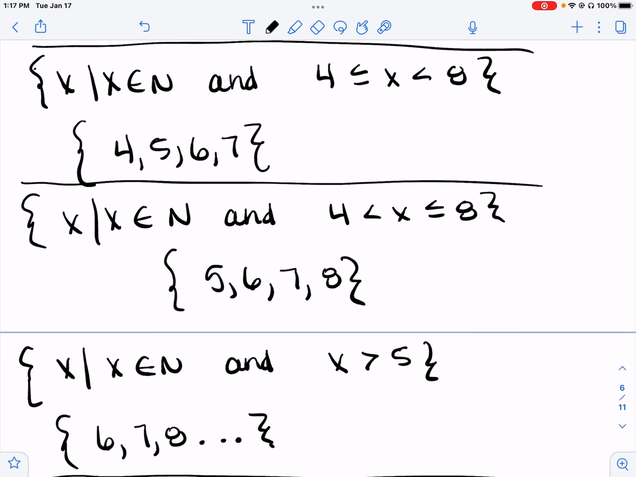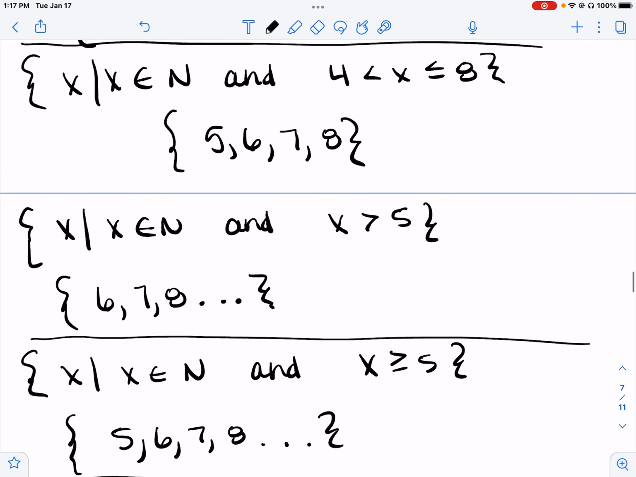X is a natural number and it's between 4 and 8. Okay, it doesn't have the or equal to, so that means we're not including 4 and 8. We're just including 5, 6, 7. What about x is a natural number, and we have the or equal to for 4, so 4 is included, but it just says x is less than 8, so 8 is not included. So that means you're counting numbers up until 7.